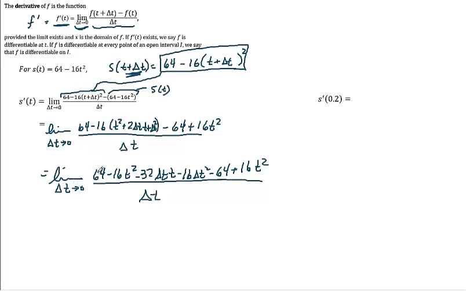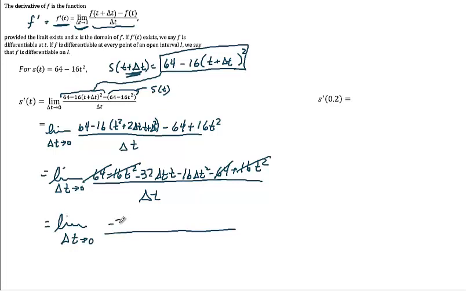I have some things that'll cancel. I got a 64 here and a minus 64 there. I got a plus 16t squared and I got a minus 16t squared there. Look for things to cancel, because they do when you're working this derivative definition.